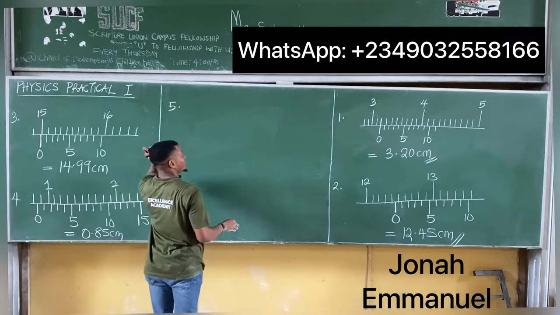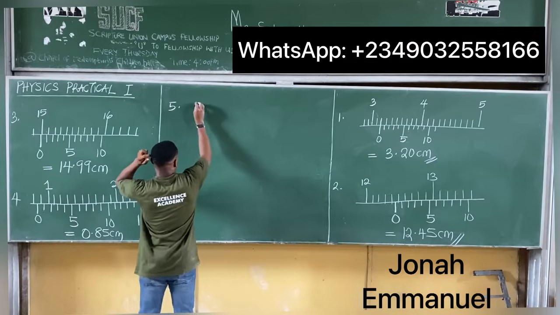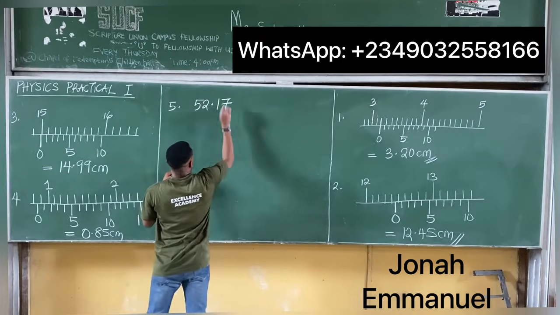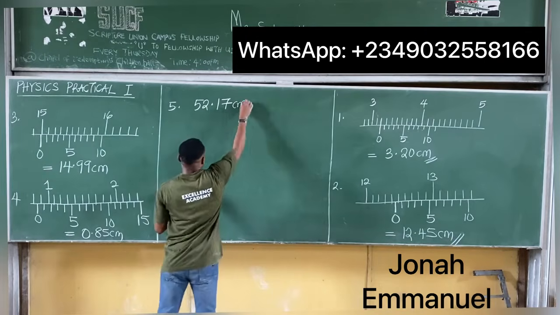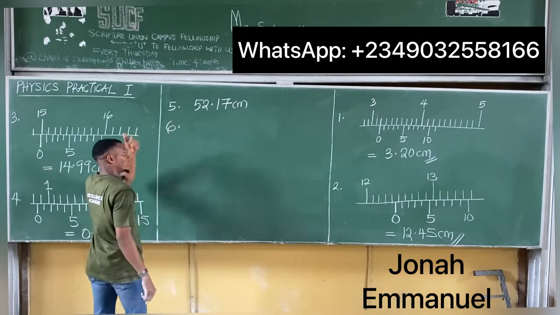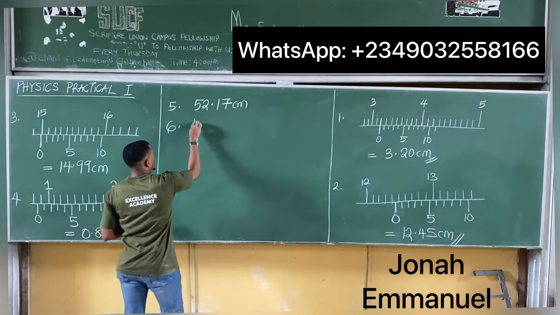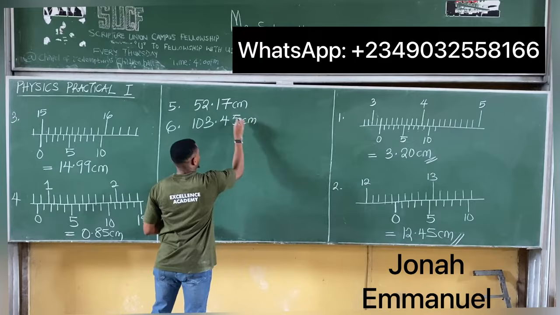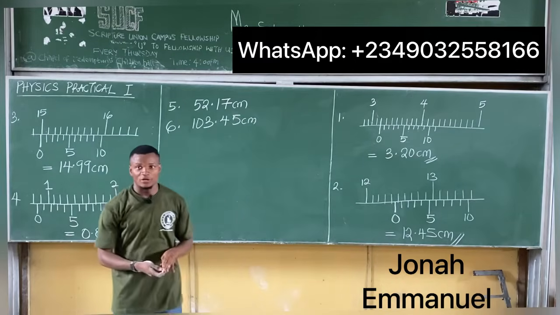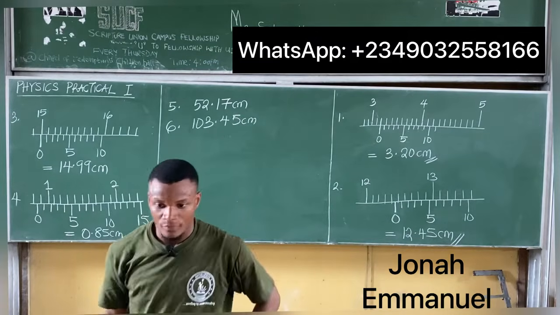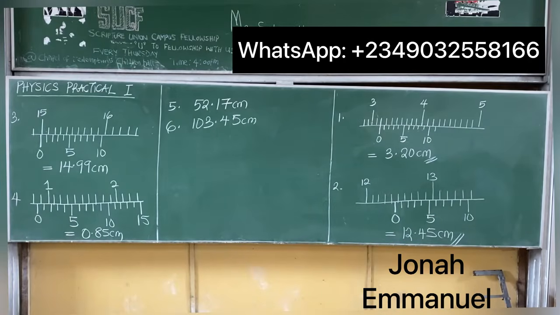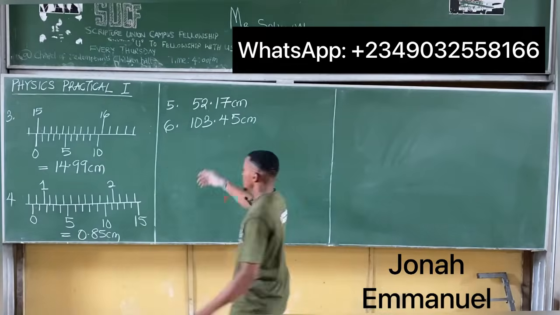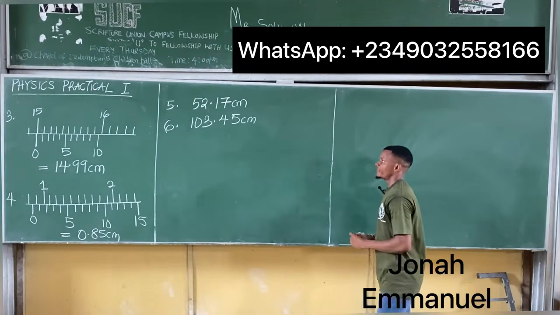Draw a vernier caliper of reading 52.17 cm. Draw the one of 103.45 cm. Please get this done now, please. Draw a vernier caliper that has... So let's try to get this done, please.